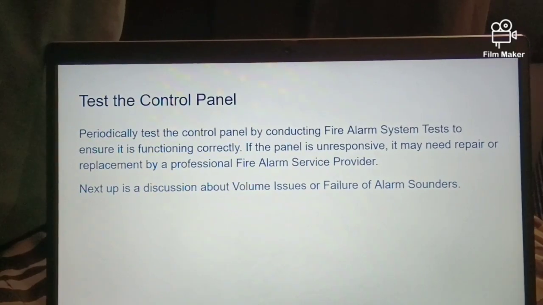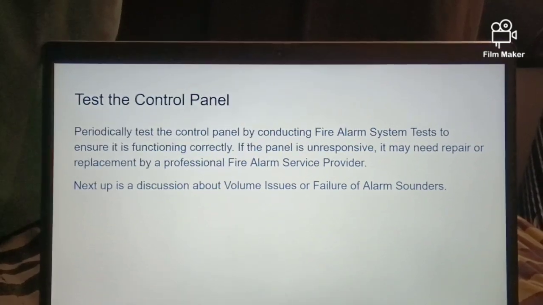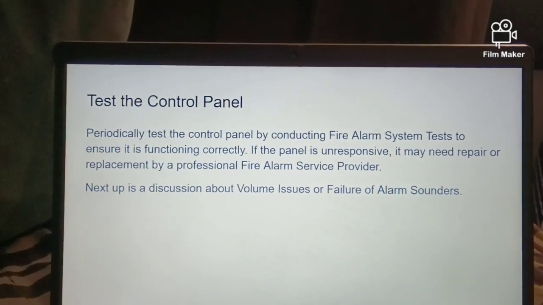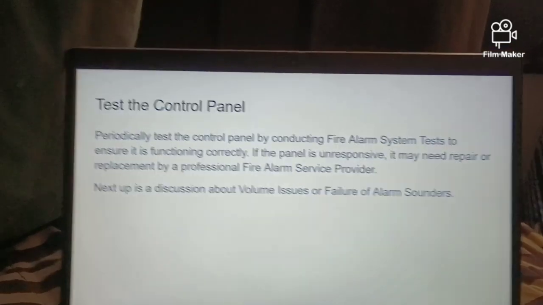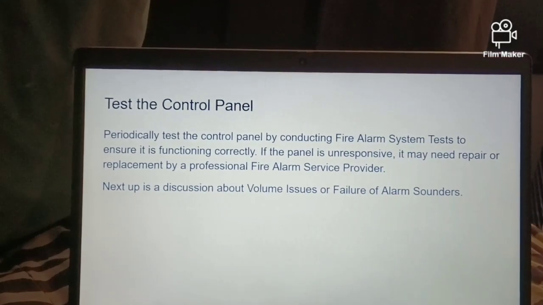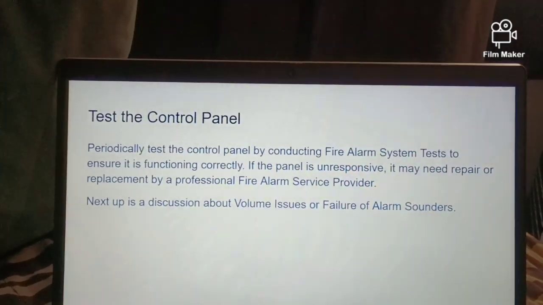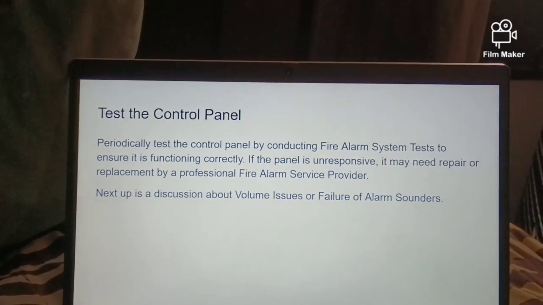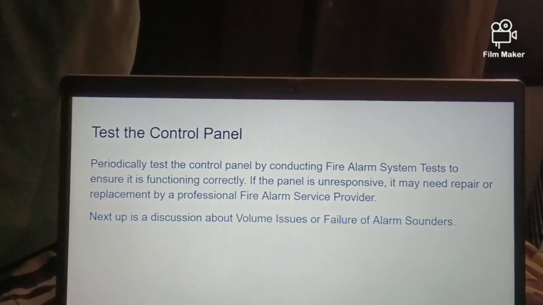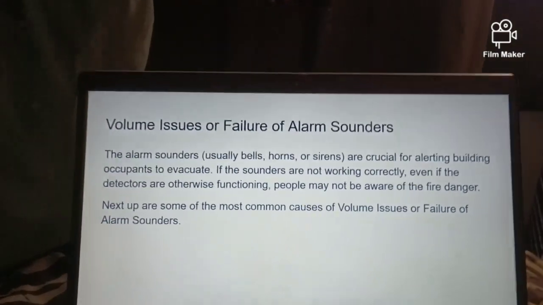Test the control panel. Periodically test the control panel by conducting fire alarm system tests to ensure it is functioning correctly. If the panel is unresponsive, it may need repair or replacement by a professional fire alarm service provider. Next up is a discussion about volume issues or failure of alarm sounders. Volume issues or failure of alarm sounders.